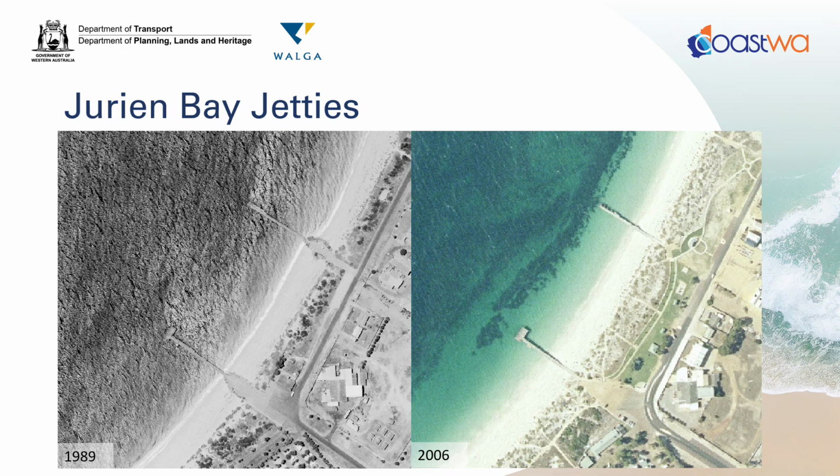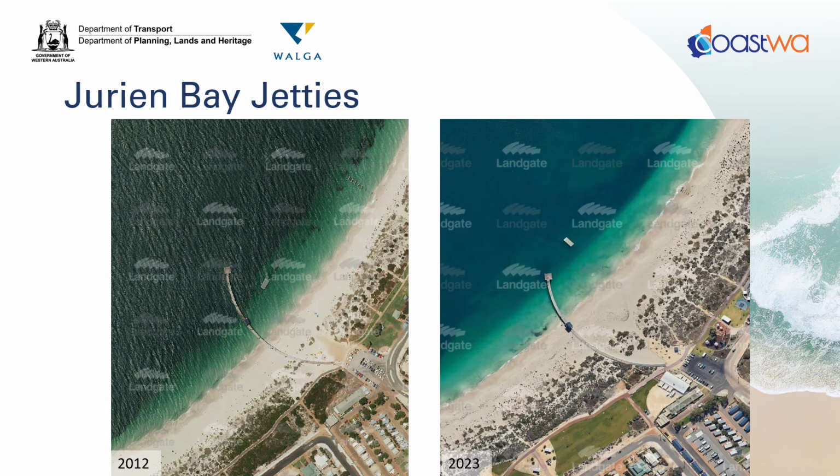So again, what does this mean? Well, in 1989, there were these jetties that existed at Jurien. In 2006, you can again see that these jetties aren't as long out into the ocean as they used to be. And what does that mean? Well, it means that the shoreline has been accreting. The challenge for that was that the Shire wanted to ultimately get rid of those couple of jetties and replace them with a new jetty.